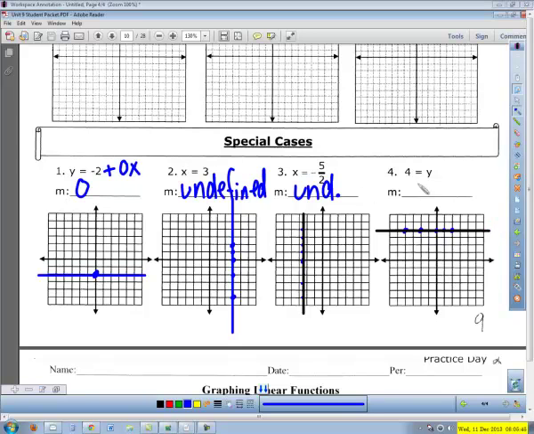So it's asking what is my slope? My slope is 0.